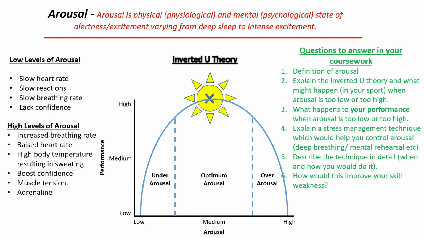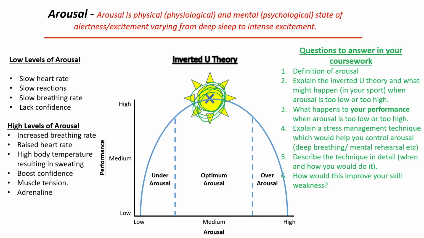I could also say, however, if I had too much arousal, I might have too much adrenaline, and therefore I would foul my opponent, and then it would also be a weakness. So I need my arousal to be at this optimal point where this sunshine here is shining. That also covers question 3 really. What happens to your performance when arousal level is too low and too high?